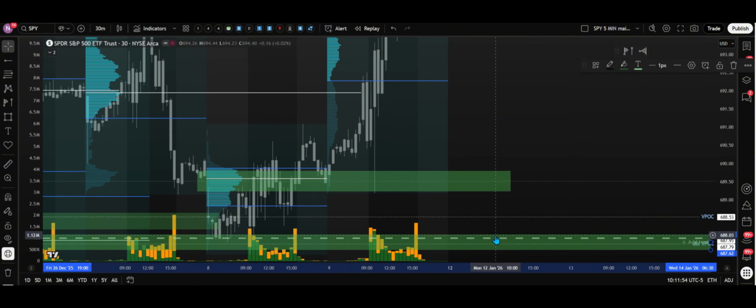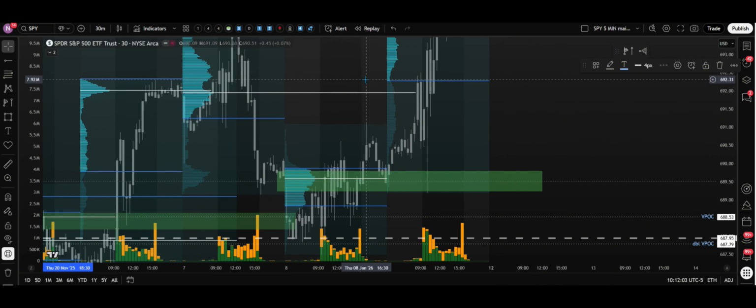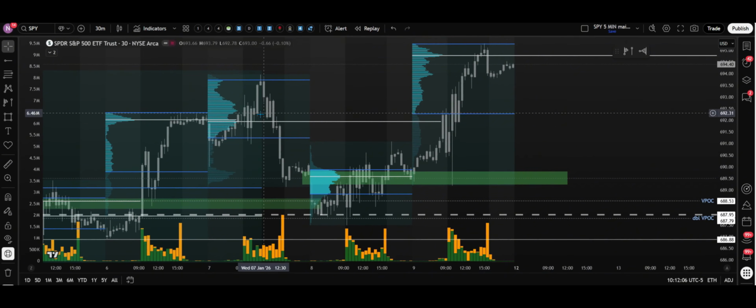I'll just erase this one because that technically was the day before, but buyers came off of that long-term point of control. They're now pressing up price, and this was an interesting one because this was also a virgin point of control from this day too. Let's just draw this out and see what happened on a lower time frame.